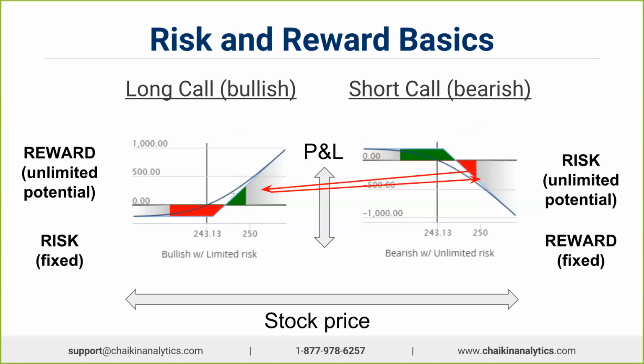The curved line takes into account time and volatility. The angled lines, the ones that are not curved, are what your profit and loss would be at expiration. And the curved line takes into account time. All right, so you'll see a lot of those profit and loss charts.